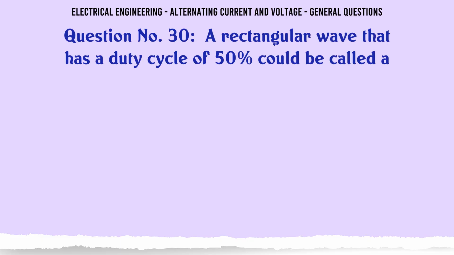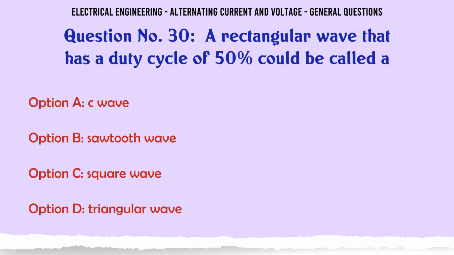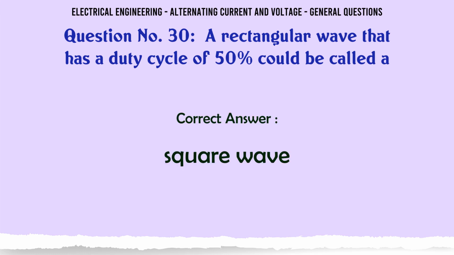A rectangular wave that has a duty cycle of 50% could be called: A, AC wave; B, sawtooth wave; C, square wave; D, triangular wave. The correct answer is square wave.